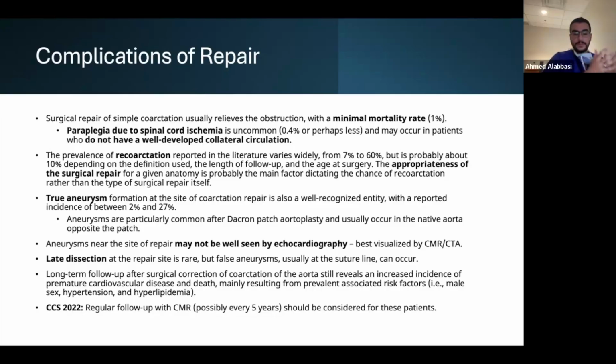So if someone had a surgical repair, I'm not sure about the exact details of which, but if there's associated arch hypoplasia or something like that, and it was maybe an inappropriate technique, then that would be an increased risk for recoarctation. But usually somewhere between 7 to 60% is what I found, and most of what I was able to find is usually between 10 to 20%. And obviously, the younger the patient's age, the increased risk for that to happen.